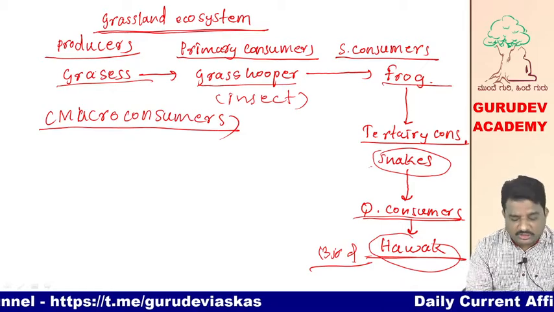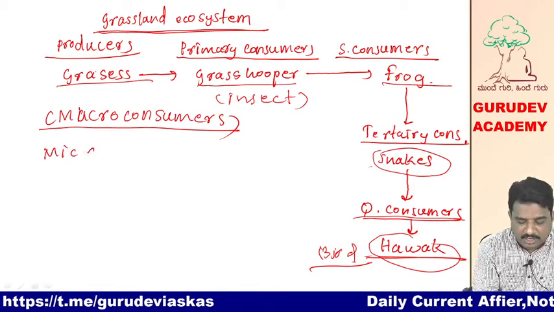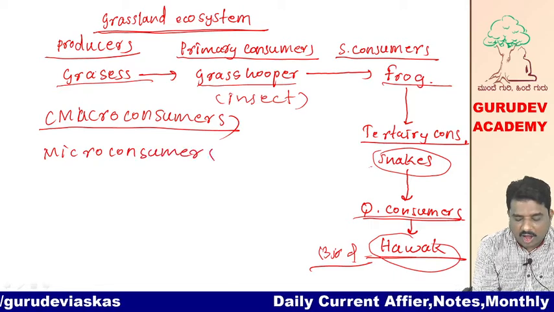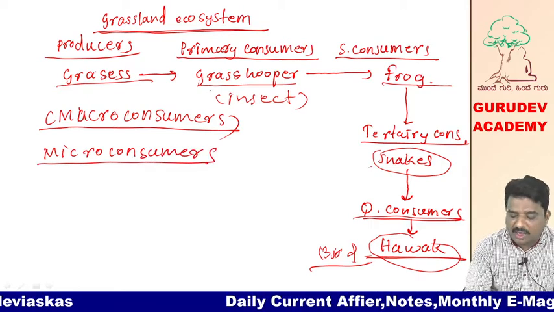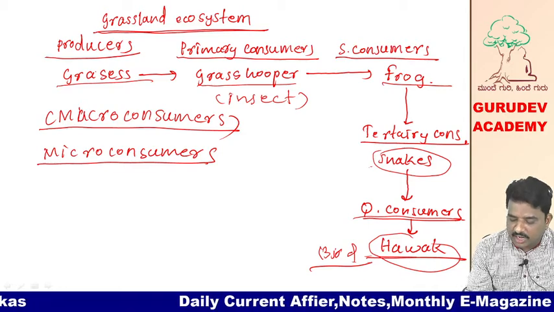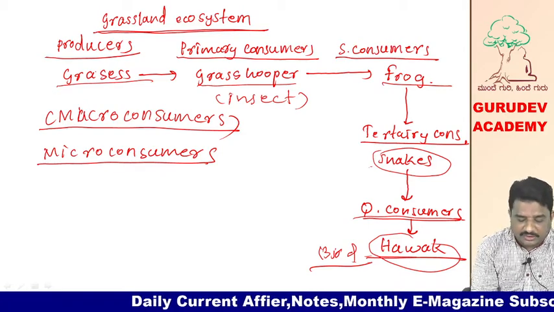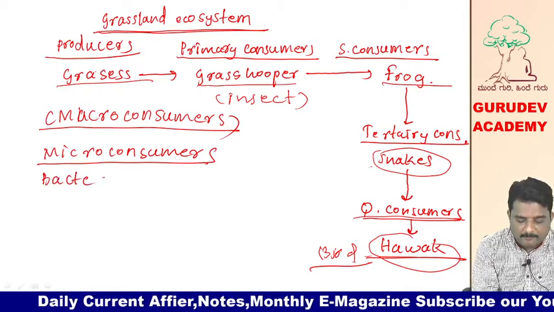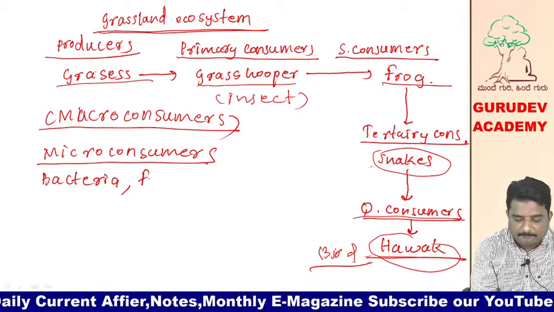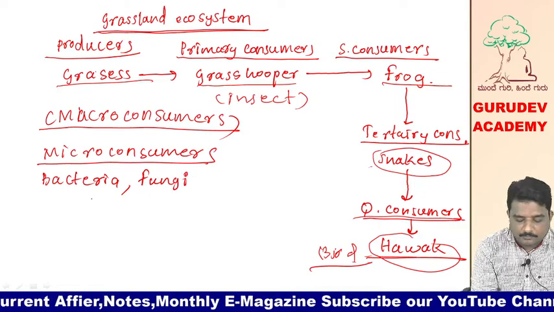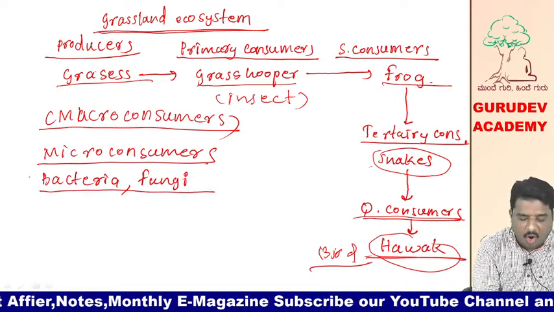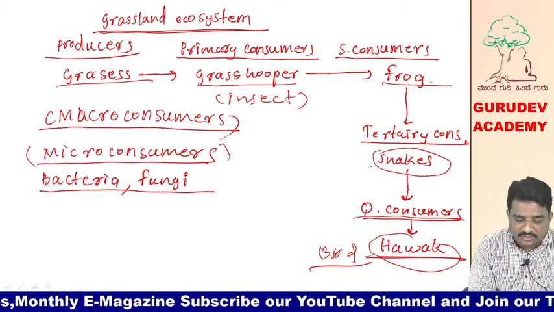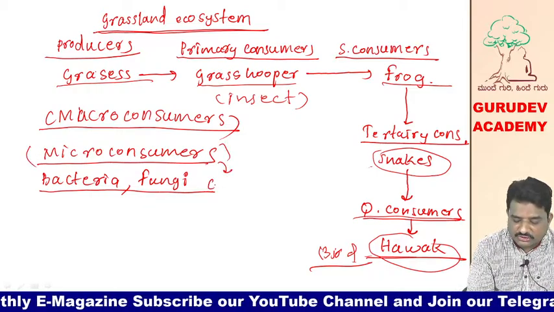Okay, which are the micro consumers then? Micro consumers are, after the death of plant, animal, frog, say hawk, all these after death, their dead body is decomposed by bacteria, fungi. All these are micro consumers. Micro consumers are referred to as decomposers.